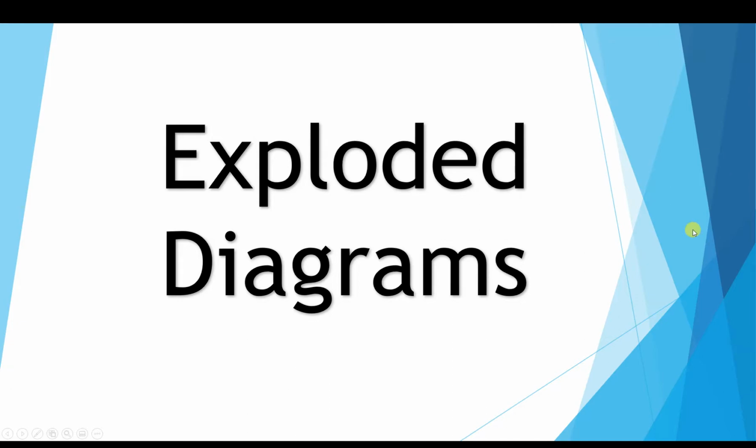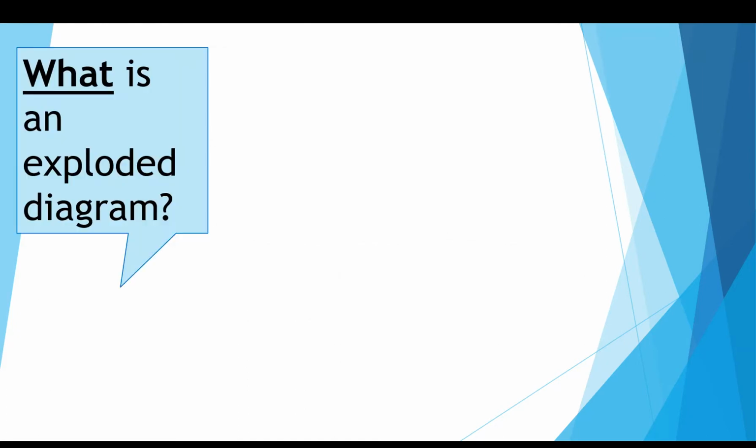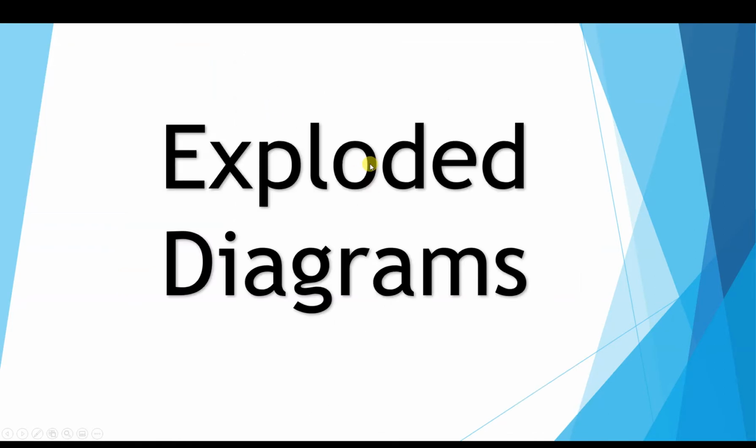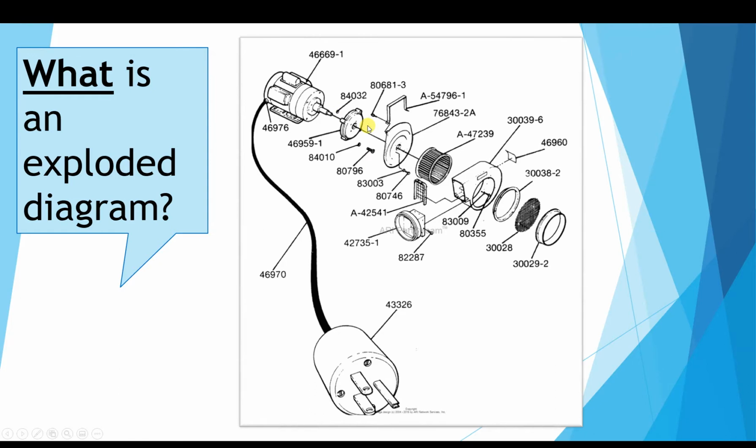So, we're talking about exploded diagrams. We're going to look at what it is and where they're used. So this is an example of an exploded diagram. What you can see is that the product has been effectively taken apart, but it's not just randomly taken apart. The components, the parts, are not just randomly stuck all over the page. They're actually in line so you can see how they fit together.